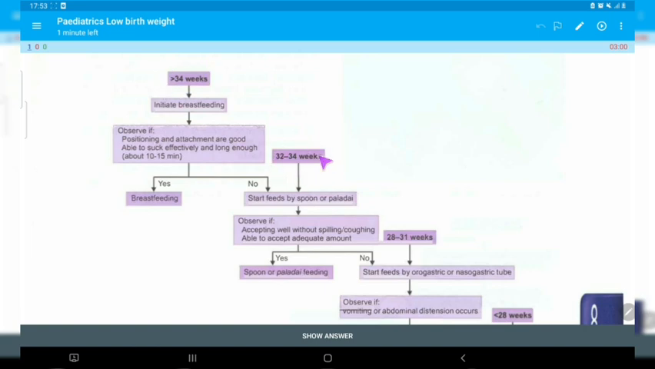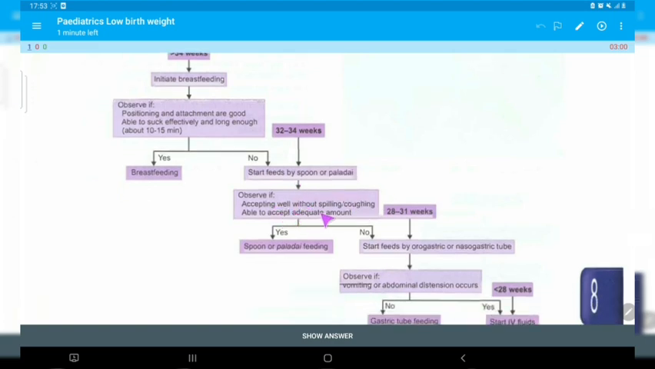In 30 to 34 weeks, initially we'll start with spoon or paladai feeds. Observe if the baby is accepting well without spilling or coughing and is able to accept an adequate amount; then we continue spoon or paladai feeding. If not, then what happens? We can do feeds by orogastric or nasogastric tube.